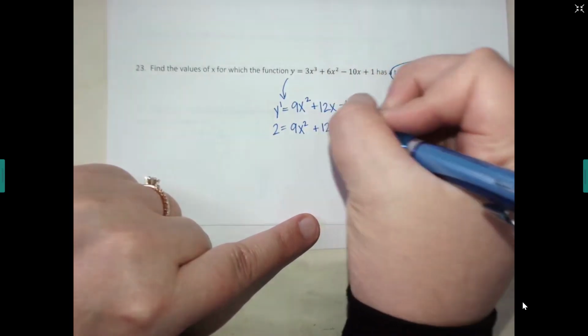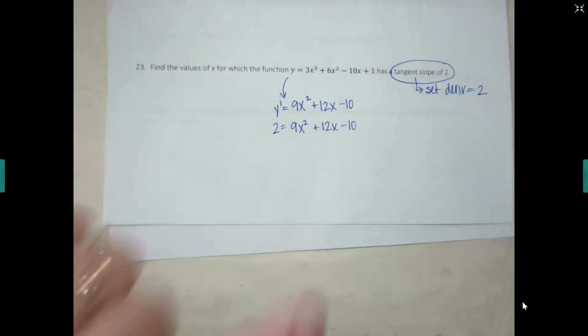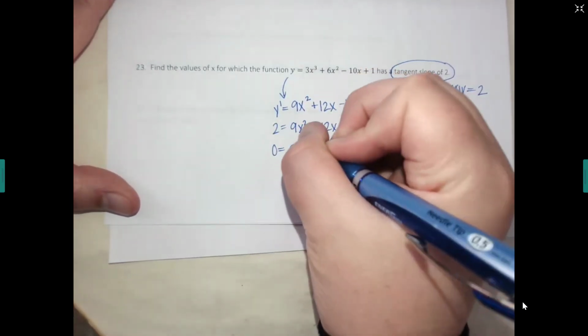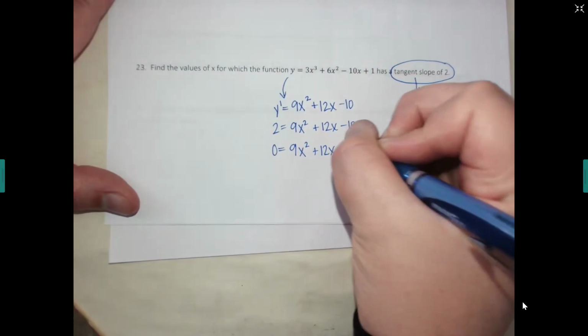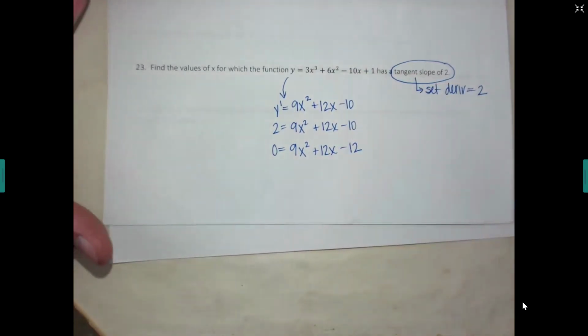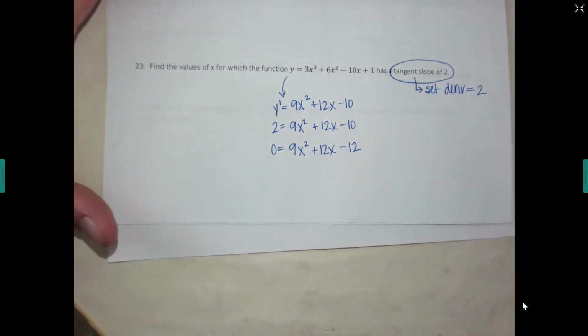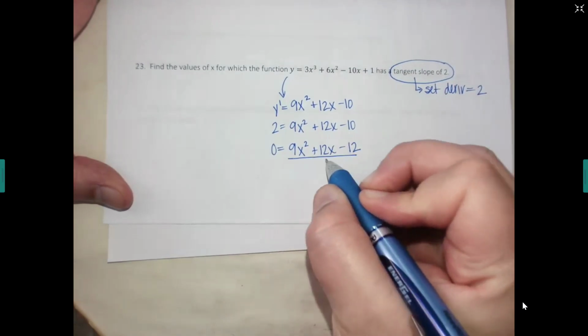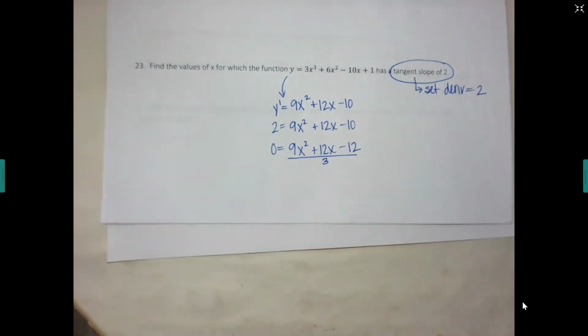Now, from here, if you are asked to factor, you got to get everything on the same side. It has to equal 0. So I'm going to subtract my 2 across from my 10 so that I have 9x squared plus 12x minus 12. Before I AC chart, what would make this easier? Divide everything by 3.